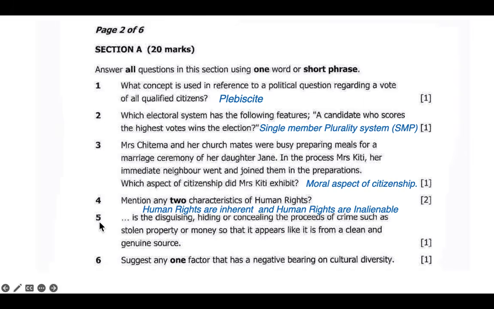And then we have question 5. Dash is the disguising, hiding and concealing of the proceeds of crimes such as stolen property or money, so that it appears like it's from a clean and genuine source. This is referred to as money laundering. Money laundering is a form of disguise to show that money appears to be from a clean and genuine source. So we call that money laundering.